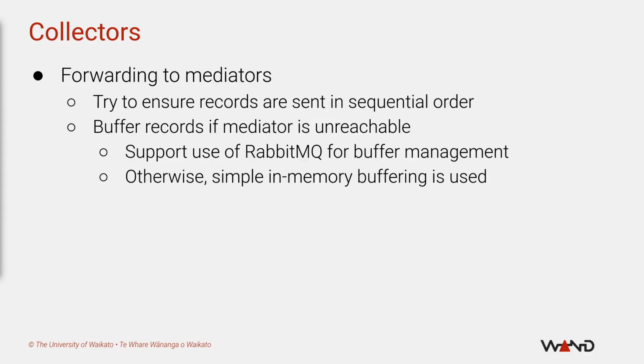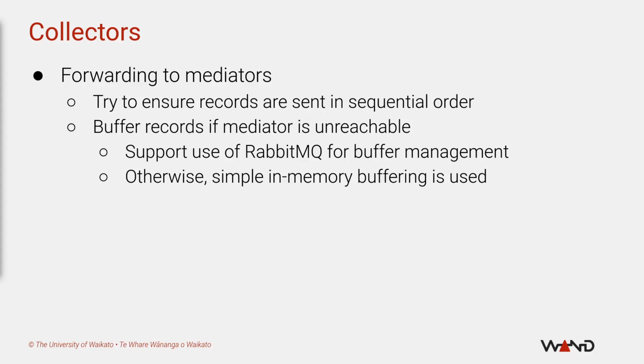The last collector role that I'll talk about here is the forwarding of the encoded records to the mediators. Again, we need to be careful about delivering records in their correct sequential order, so this thread may need to reorder records prior to forwarding if the use of multiple encoding threads has meant that they are received out of order.